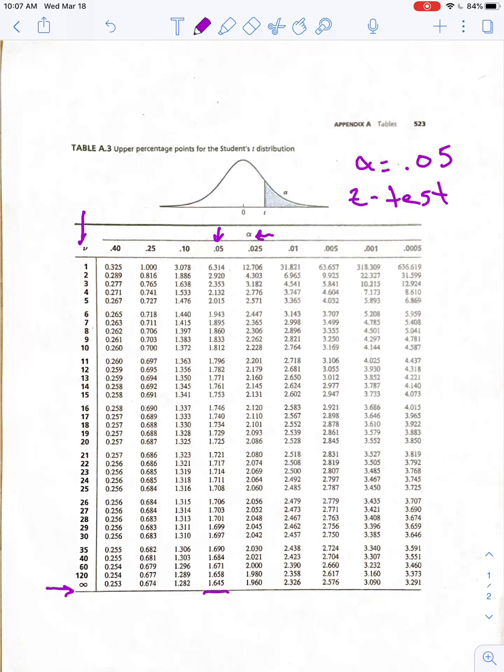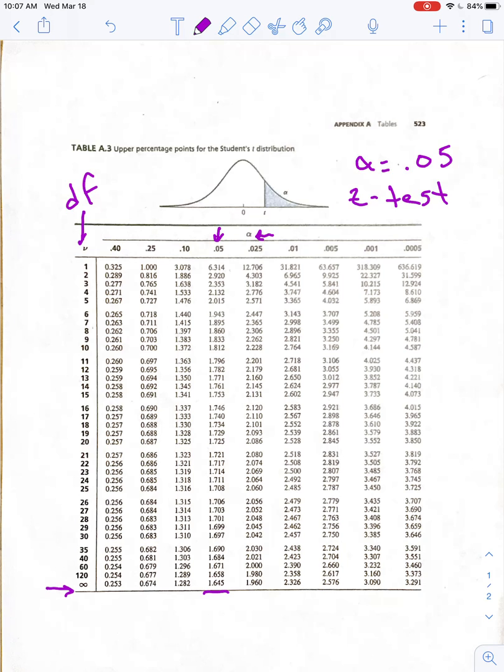Now that's one thing I need to point out. This is a vocabulary term, critical value. All these numbers inside here are critical values. These alpha levels are levels of significance. And the left-hand column here is the degrees of freedom, or we could also put DF for degrees of freedom.